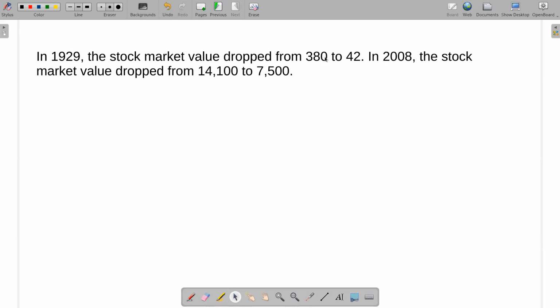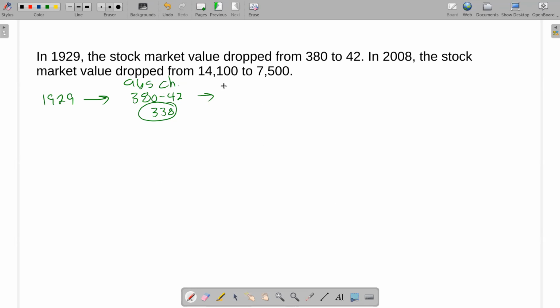Okay, so in 1929, the stock market dropped from 380 to 42. So there are two things to consider there. First, for 1929, we're going to look at the absolute change. That means take the 380, subtract the 42, and what do we get when we do that? We get 338. So the absolute change was $338.